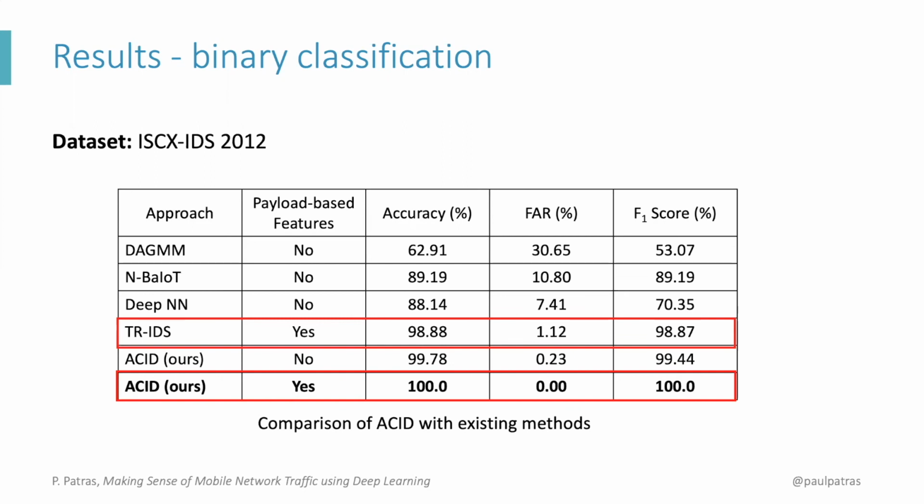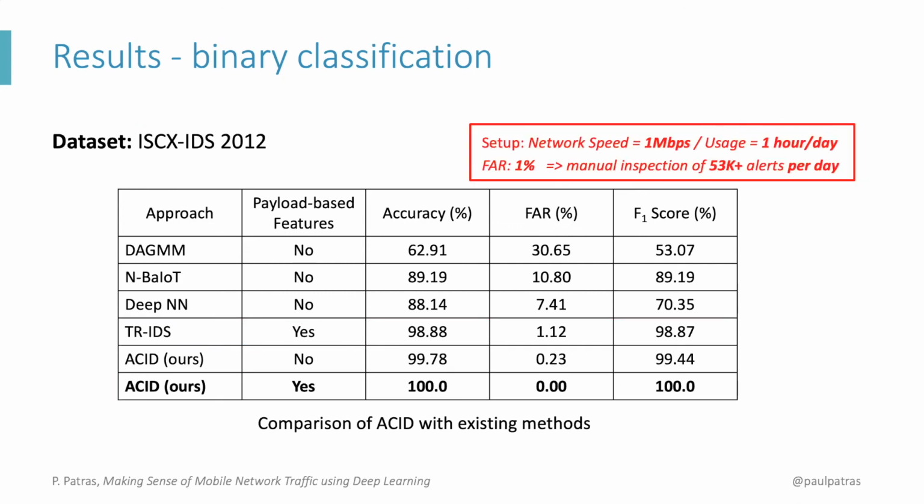Again, I want to emphasize the difference here. Although you see accuracies being really high with other approaches, especially TRIDS, the false alarm rate of 1% is huge. If you just think about a link of 1 megabit per second that is used, let's say 1 hour a day, a 1% alarm rate will lead to about 53,000 manual inspection alerts per day. That means an operator will actually have to go and look at stuff 53,000 times a day. So it's obviously not acceptable in practice.